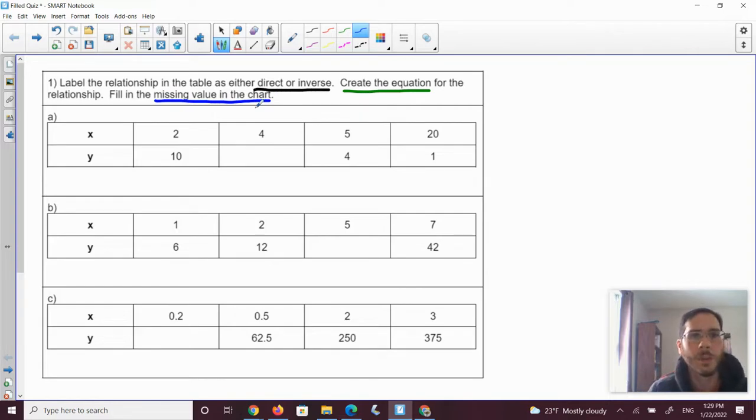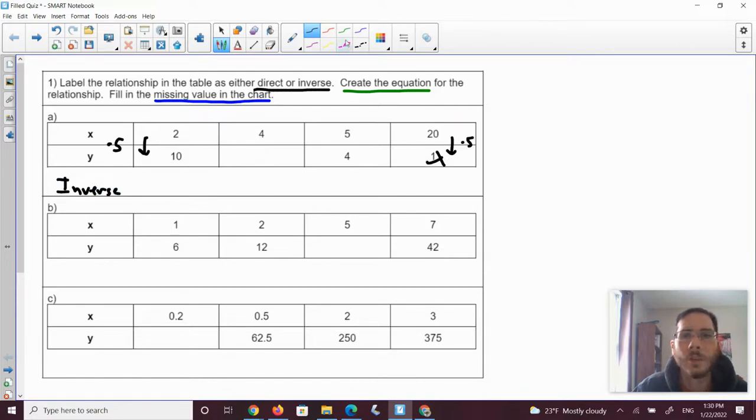So if we look at table A, what we want to do first is decide if it's direct or inverse. The easiest way to do it is to check if it's direct. If it's direct, you're going to multiply by the same thing every time, or divide by the same thing every time. So here, 2 times 5 is 10. If I try that over here, 20 times 5 is not 1. So it doesn't work. So this one's not direct. This one has to be inverse.